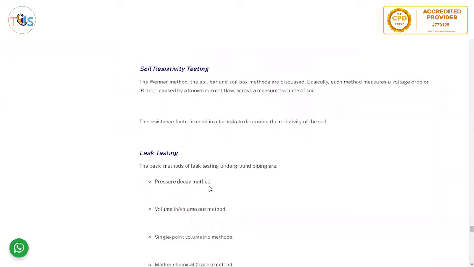Soil resistivity testing. The Wenner method, the soil bar and soil box methods are discussed. Basically, each method measures a voltage drop or IR drop caused by a known current flow across a measured volume of soil. The resistance factor is used in a formula to determine the resistivity of the soil.